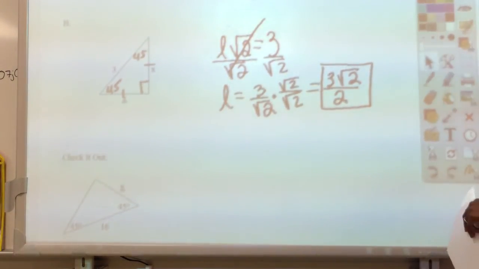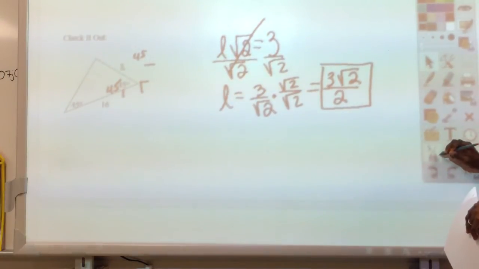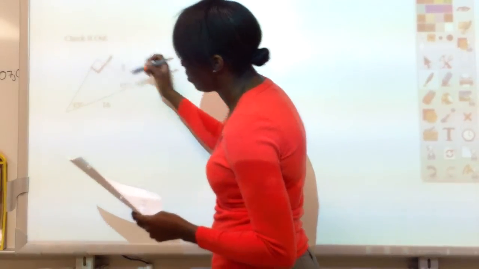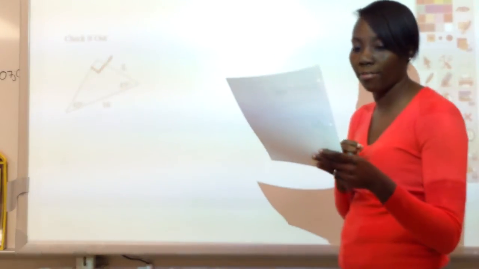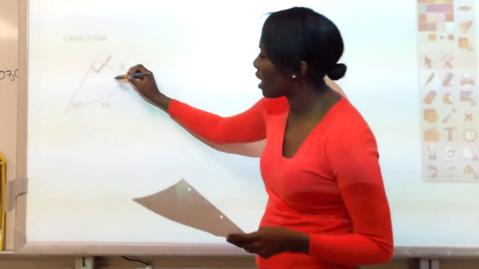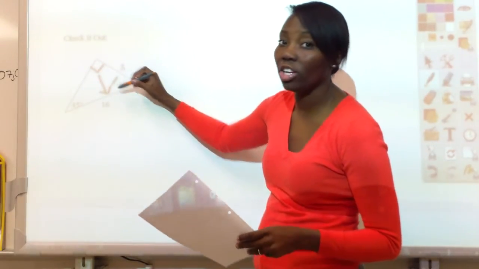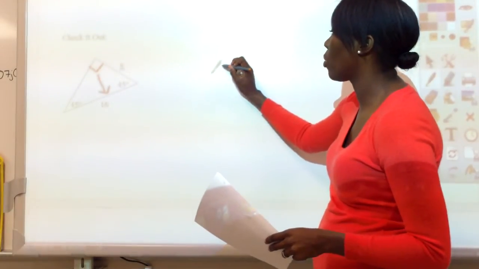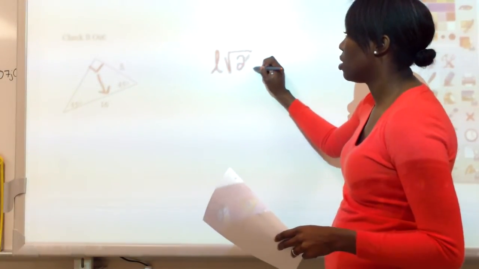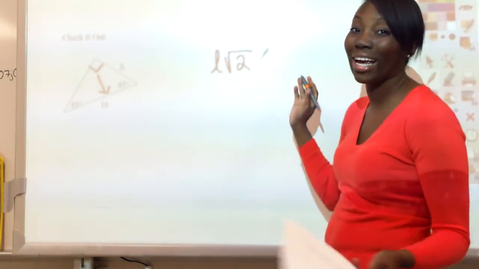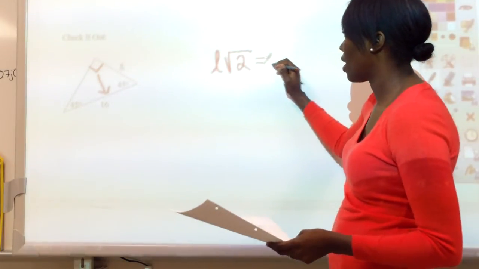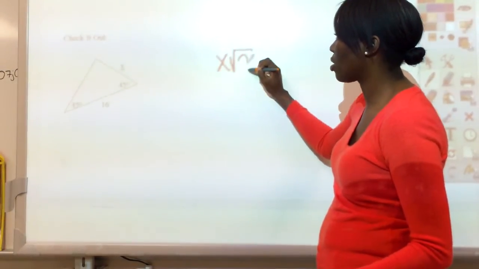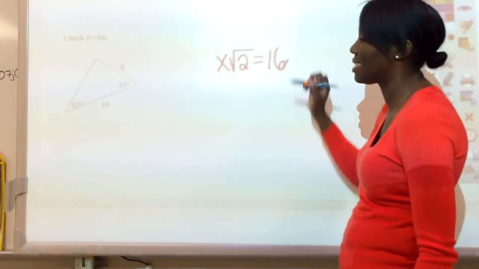Got it? Okay, we'll try another example. We have this triangle. It's a 45, 45, 90. We notice that across from the 90 degree angle is 16, so our hypotenuse is 16. So this is another one where we know the hypotenuse, which is x radical 2. And I'll actually put x radical 2 just not to confuse them. So x radical 2 is our hypotenuse and it's equivalent to 16.